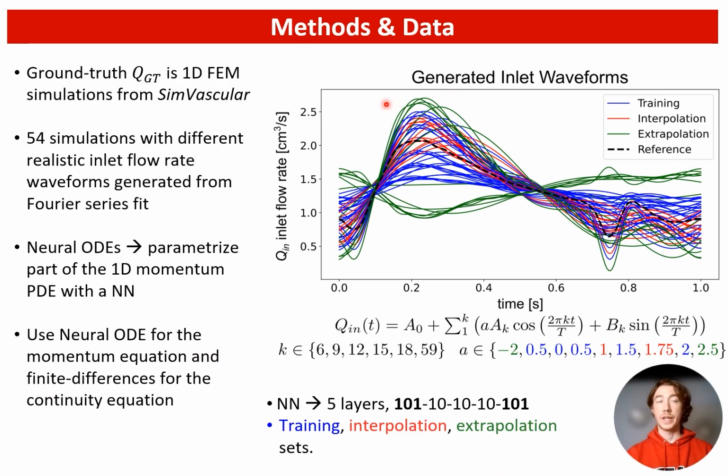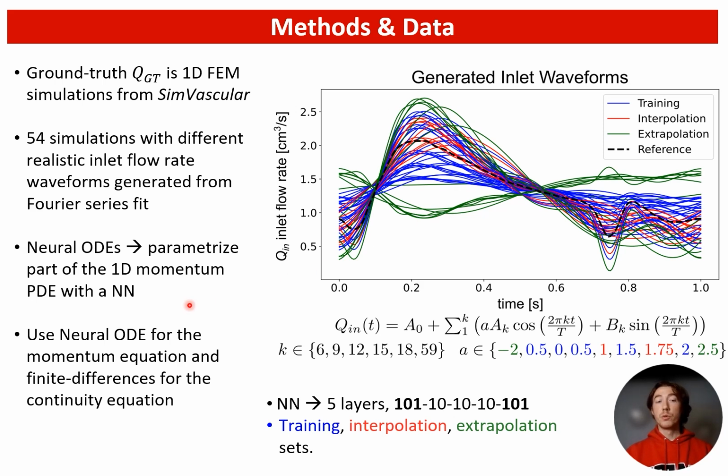First, we generate data. We have a bunch of different simulations using a 1D finite element solver called Spatial. We have 54 simulations with different realistic inlet flow rate waveforms. All of these were generated from a reference waveform by Fourier series fitting. These are shown here. Blue color represents the training set, red the interpolation, and green the extrapolation set.